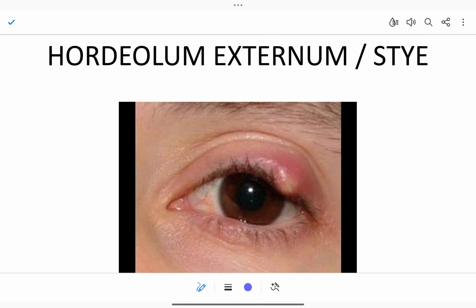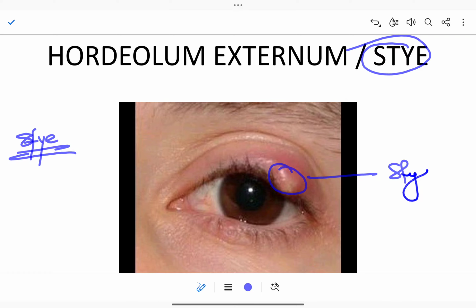Hordeolum is generally called stye. This is called stye, also known as hordeolum externum.